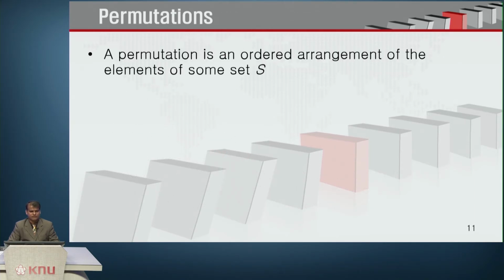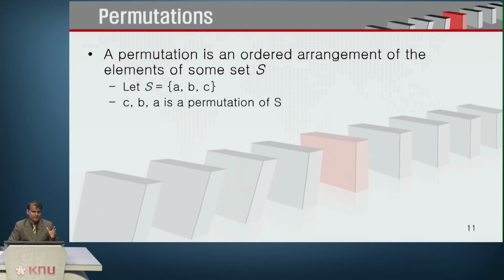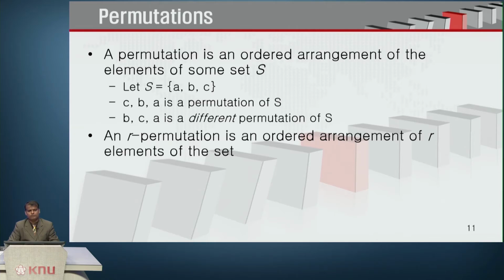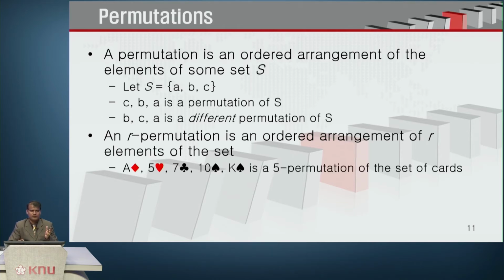Let's talk about permutation first. A permutation is an ordered arrangement of the elements of some set S. Say for example the set S is ABC. Then CBA is a permutation of ABC. You have different arrangements you can come up with, like CBA, BCA, and so on. An r-permutation is an ordered arrangement of r elements of the set. In this example of ABC, you have 3 elements in the set. If you want an arrangement of r elements, like 2 elements of the set, then you could say 2-permutations, for example. Let's talk about this.